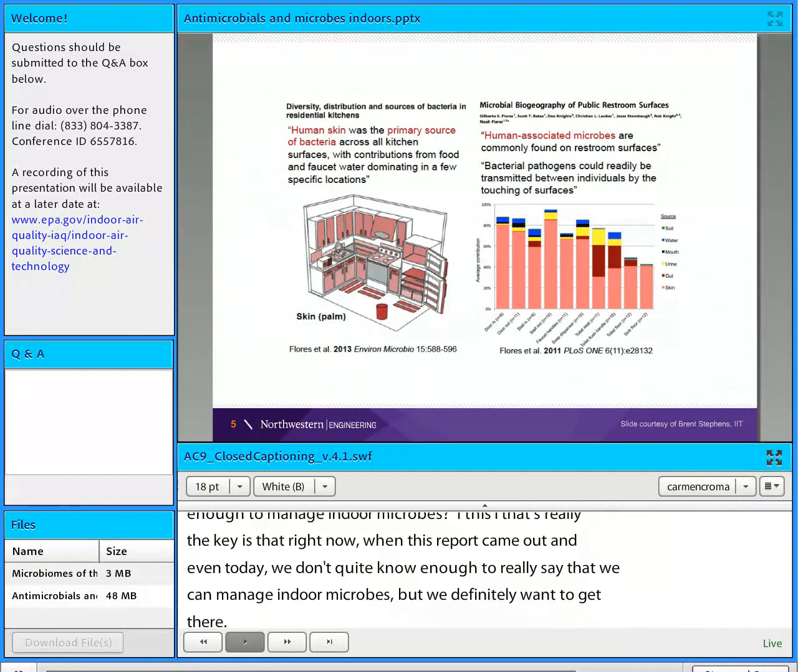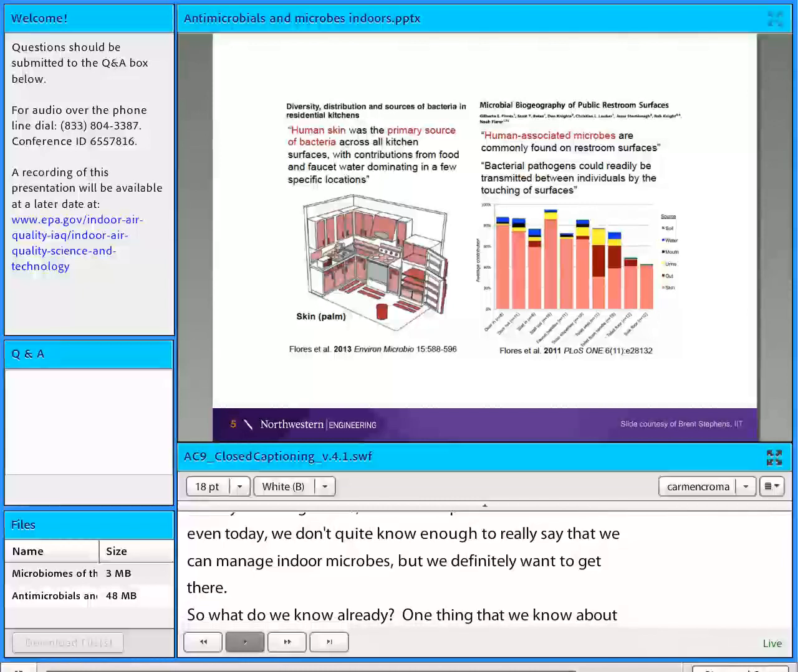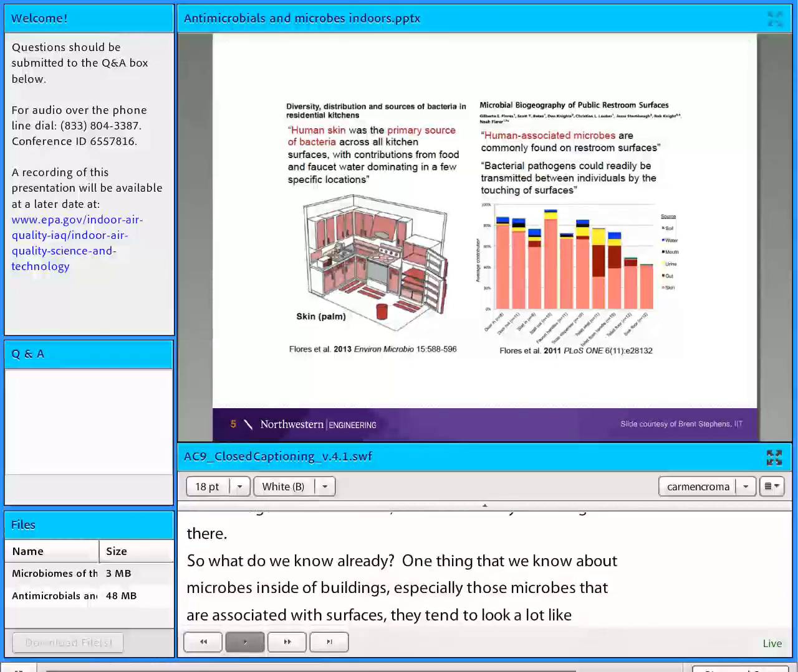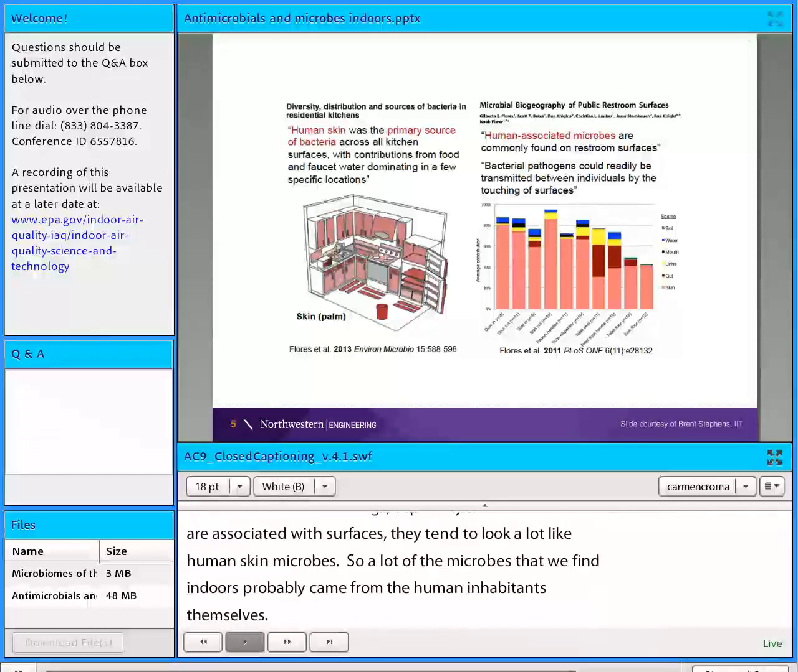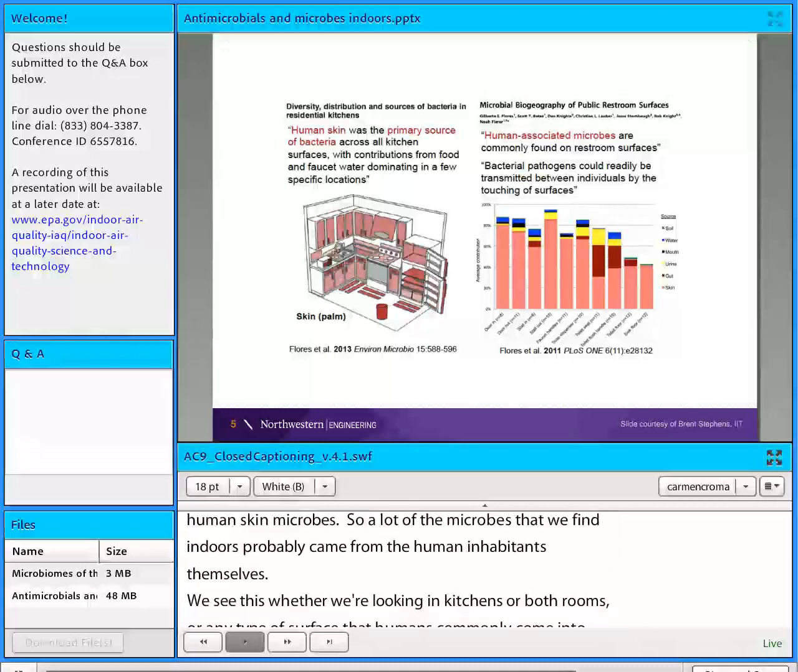So what do we know already? One thing that we know about microbes inside of buildings, and especially those microbes that are associated with surfaces, is that they tend to look a lot like human skin microbes. So a lot of the microbes that we find indoors probably came from the human inhabitants themselves, and we see this whether we're looking in kitchens or bathrooms or any type of surface that humans commonly come into contact with.